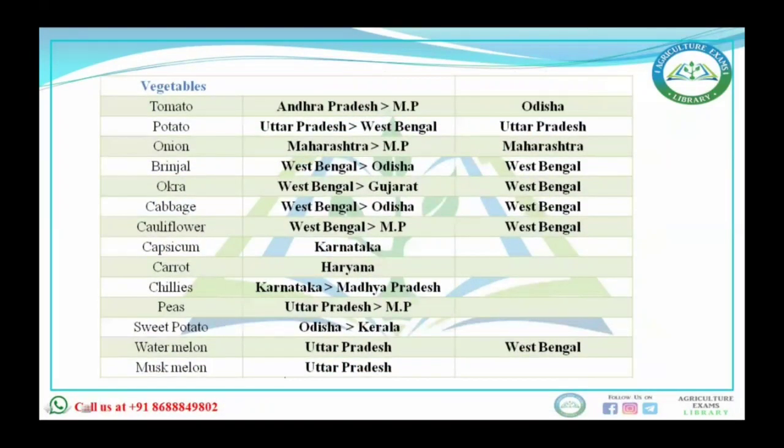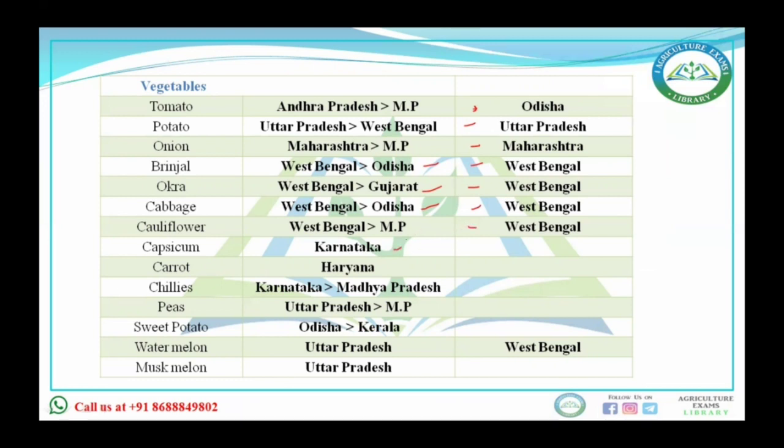After that, if you see the tomato, it's in Andhra Pradesh, followed by Madhya Pradesh, area in Odisha. Potato, Uttar Pradesh, then West Bengal, area in Uttar Pradesh. Onion, Maharashtra, followed by Madhya Pradesh, area in Maharashtra. Brinjal, West Bengal, then Odisha, area in West Bengal. Production of okra is West Bengal, followed by Gujarat, area in West Bengal. Cabbage, production in West Bengal, then Odisha, area in West Bengal. Cauliflower, West Bengal, then Madhya Pradesh, and area in West Bengal.